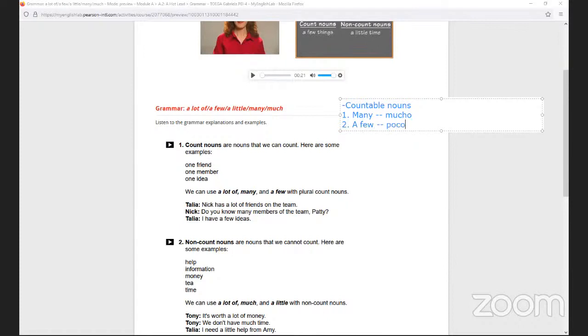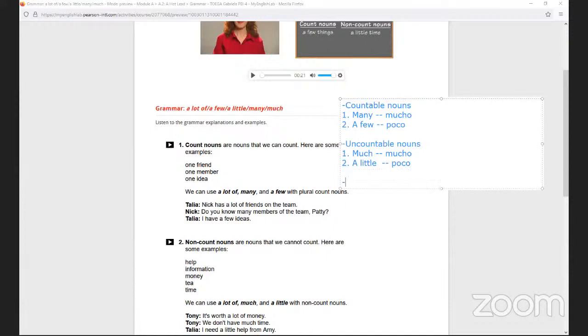So this means poco. And okay, when we talk about non-countable, or uncountable nouns, what are we going to use for talking about big amounts? We are going to use much. And for small amounts, little. Okay, so we have the same meanings, but this is for big amounts and small amounts, okay?